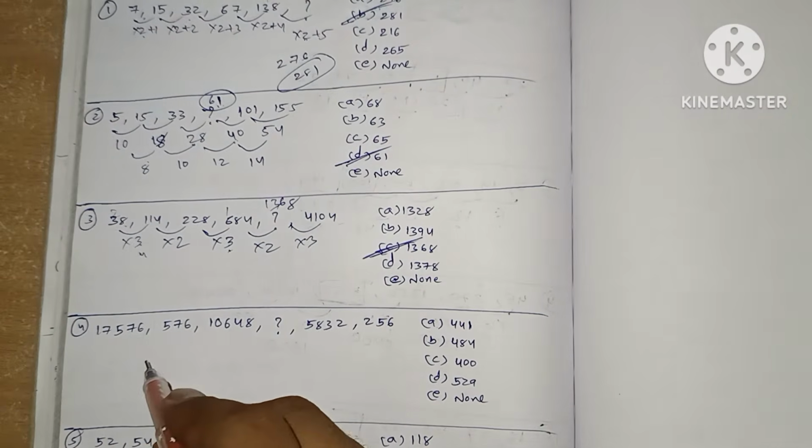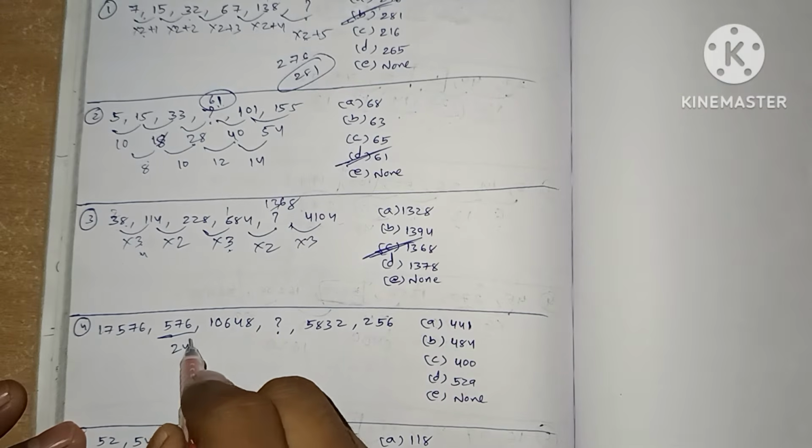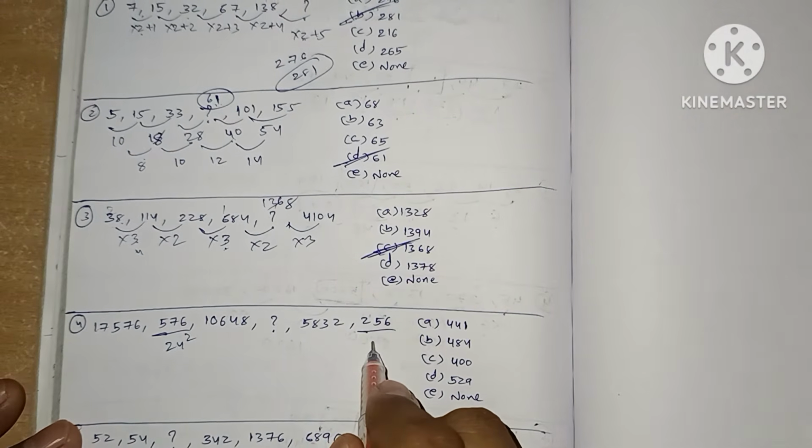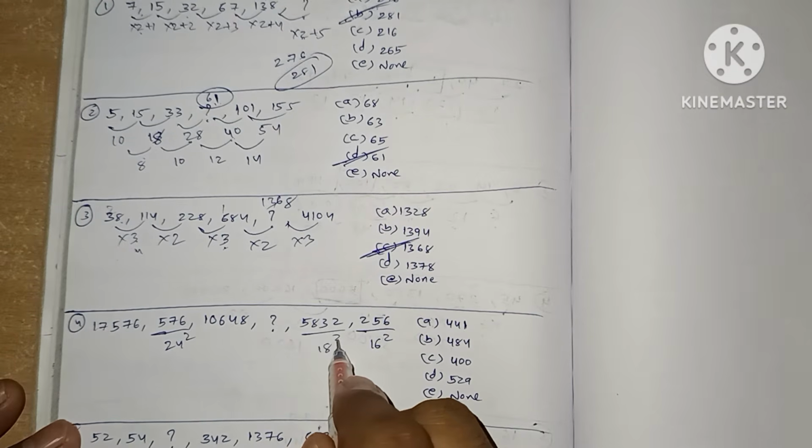Fourth question. Here you see this is 24 square, this is 16 square, this is 18 cube.